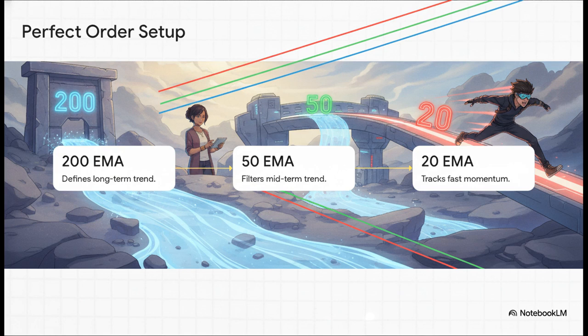Here, your 200 acts as your ultimate trend filter, the 50 helps time your entry, and the 20 tracks the immediate speed of the price. When they're perfectly stacked, meaning the 20 is above the 50 and the 50 is above the 200, you've got a verified high-probability bullish trend. If that stack reverses, you have a verified bearish trend. This alignment ensures you are literally never trading against the broader market current.